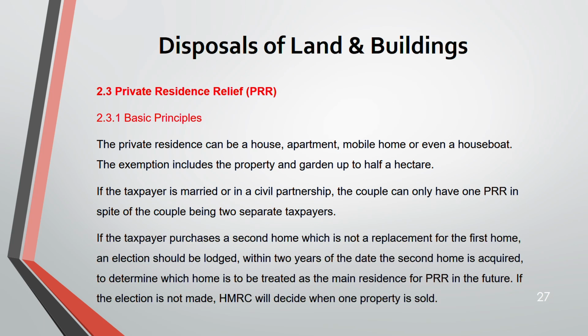If the taxpayer purchases a second home, which is not a replacement of the first home, then you can make an election to treat your second home as your PRR. But remember, the election should be made within 2 years of the date the second home is acquired, to determine which home is to be treated as your main residence for PRR. Remember, only one home at a time could be your main residence for PRR, not two. And if you are not making the election, HMRC will decide, when one property is sold, which one will be PRR.